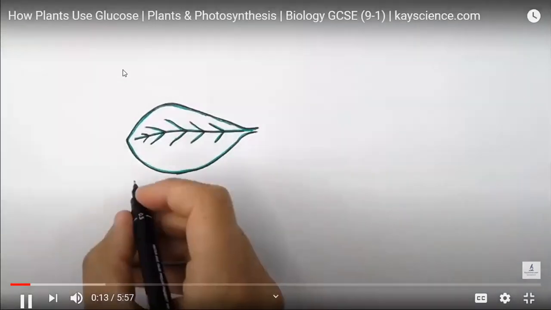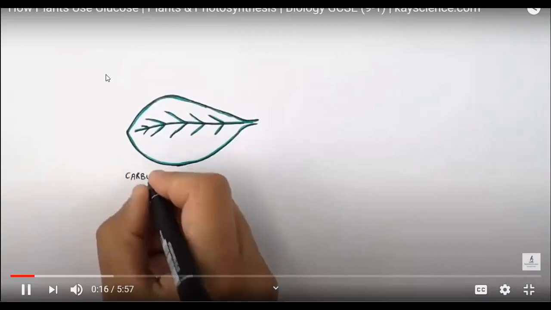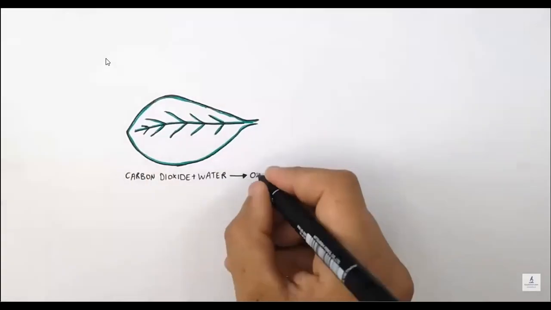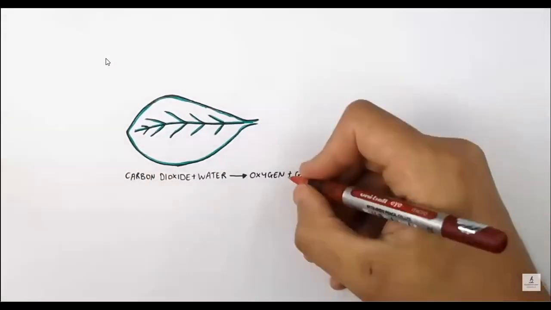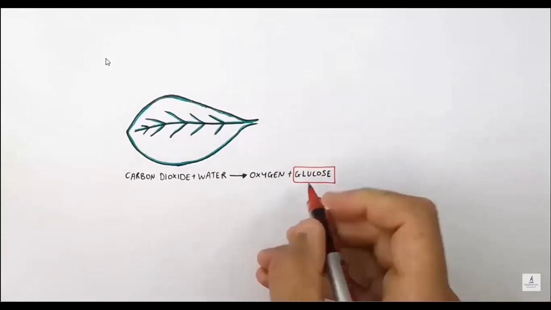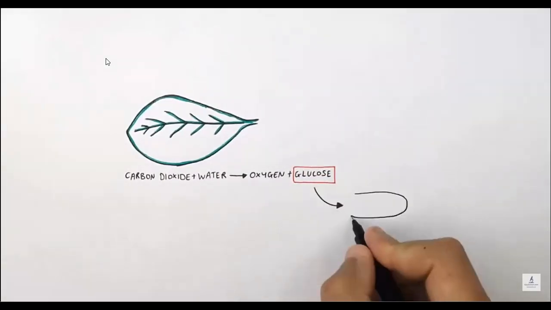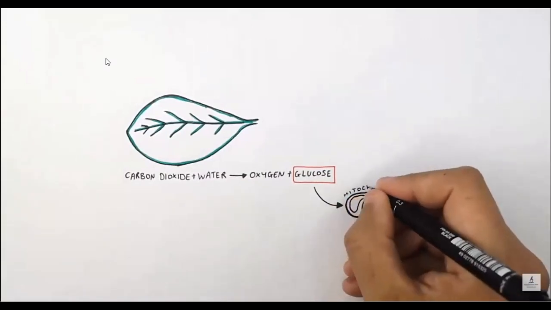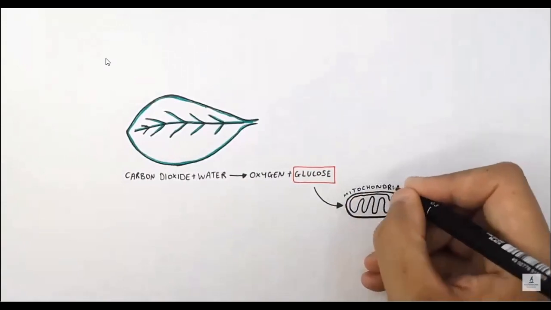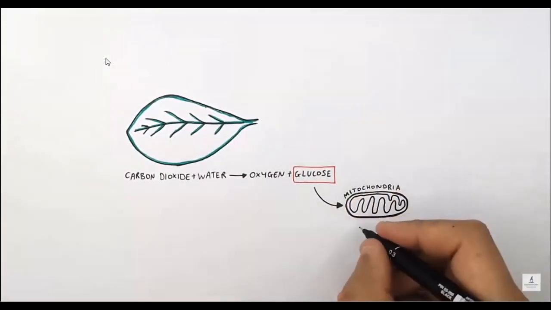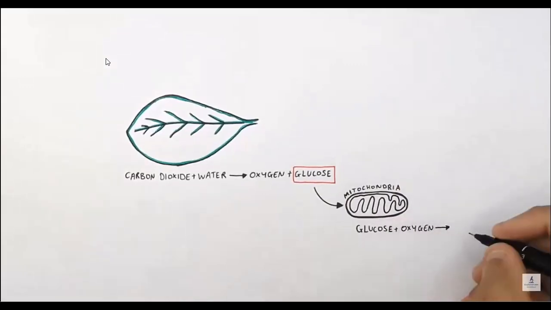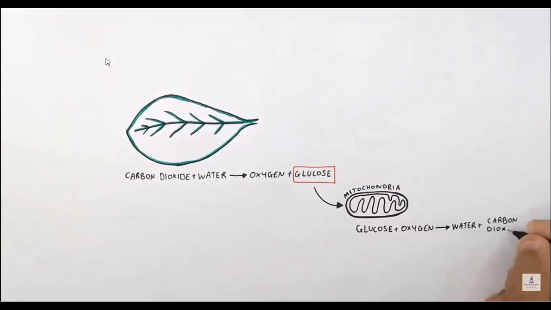This is the word equation for photosynthesis. Carbon dioxide plus water react in the presence of light to form oxygen and glucose. So what is glucose used for in plants? Glucose is used in respiration in mitochondria. So the glucose is transported to the mitochondria in other cells around the plant. And the word equation for respiration is glucose plus oxygen react together to form water and carbon dioxide. And this takes place in the mitochondria.